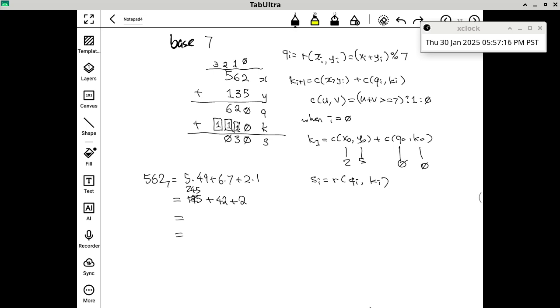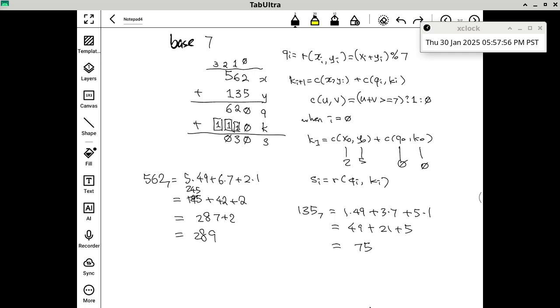Okay, let me redo everything here. So it's 287 plus 2, which is 289. Okay, thank you. All right. So what about the other one? 135 in base 7 is 1 times 49 plus 3 times 7 plus 5 times 1. So that's just 49 plus 21 plus 5. So that's 70. So that should be 75.